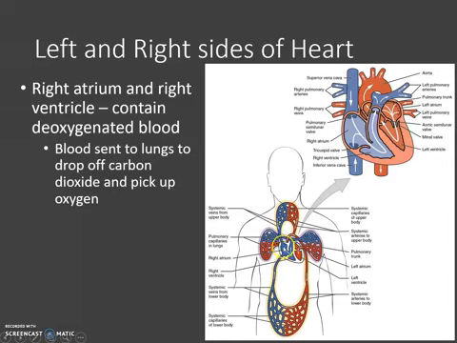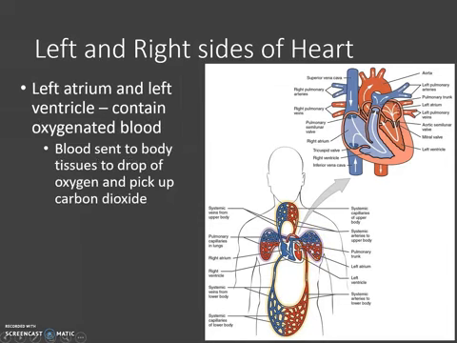So from the right side of the heart, the blood gets sent to the lungs where the carbon dioxide gets dropped off and oxygen gets picked up. That oxygenated blood from the lungs returns to the left side of the heart, into the left atrium, and then that blood goes to the left ventricle where it's pumped out through the aorta and it drops off oxygen at the body tissues and picks up carbon dioxide.